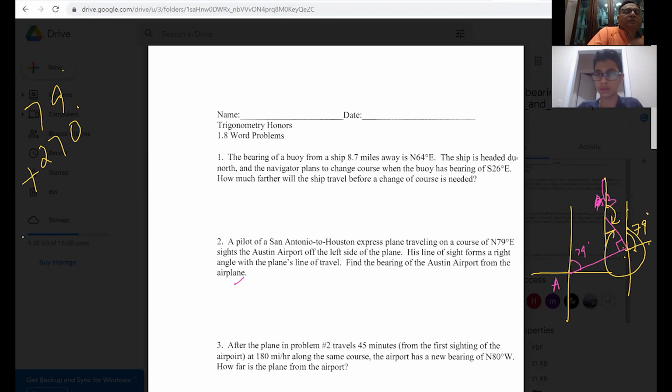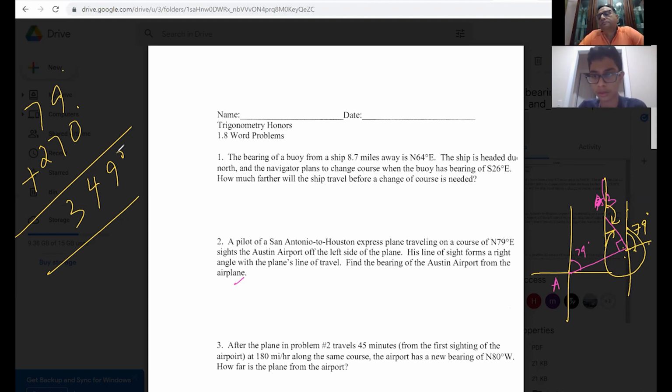You understand? Yeah, I got it. 349. Because that is 90 and this is 180, so you'll add this. Is that clear? Yeah, that's clear.